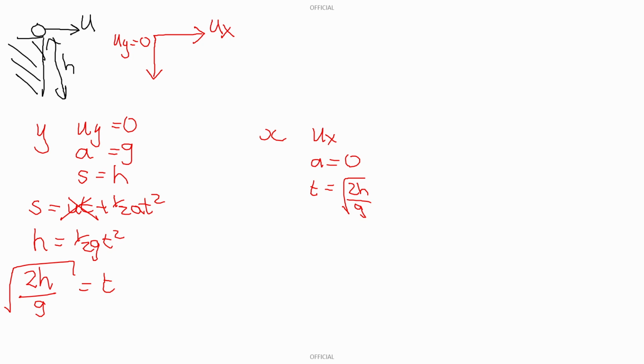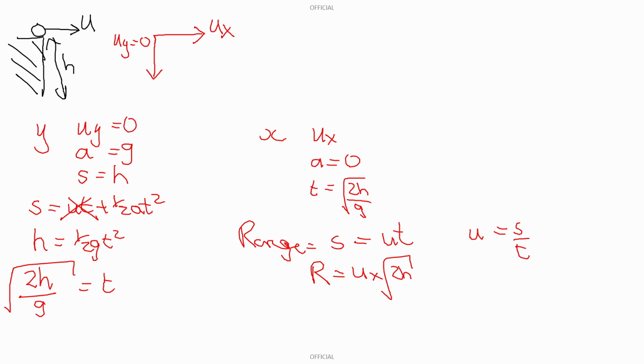So now if I want to work out how far it's travelled, or its range, if you like, which is the displacement, it's just going to be u times t. We are just going back to the old equation that velocity is equal to displacement divided by time. There's no acceleration here, so it's not constant acceleration like the suvat equations. Speed just equals distance divided by time. So if I now put this into the equation, then the range is going to equal ux, which is the velocity we kick the ball with, multiplied by the root of 2h upon g.